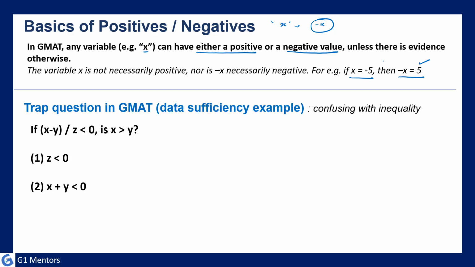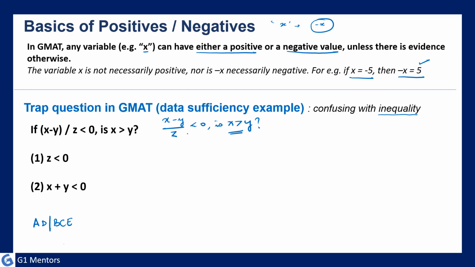In GMAT, positives and negatives, they try to trap the students by confusing it with the inequality questions. We'll cover the inequality topic later on in detail, but just to show you how positives and negatives are tested on GMAT, it's a data sufficiency question. So let me write first AD, BCE. Now what the question says: if (x minus y) by z is less than 0, is x greater than y? We need to see whether we are able to get the answer from the two statements.